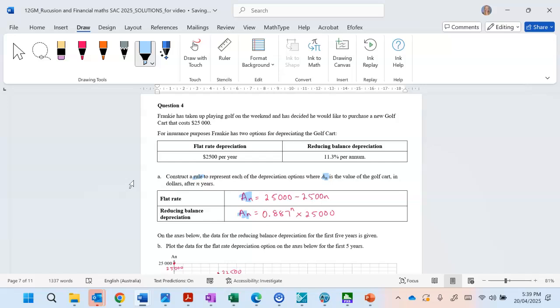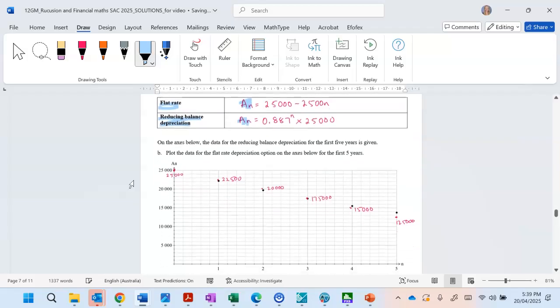So it does ask for the rule. Some people gave the recurrence relation, but it doesn't ask for the recurrence relation, it asks for the rule. So just make sure that you answer correctly, whether it's the rule or recurrence relation. And then doing flat rate or reducing balance. Sorry, it's a bit glitchy when I do it here.